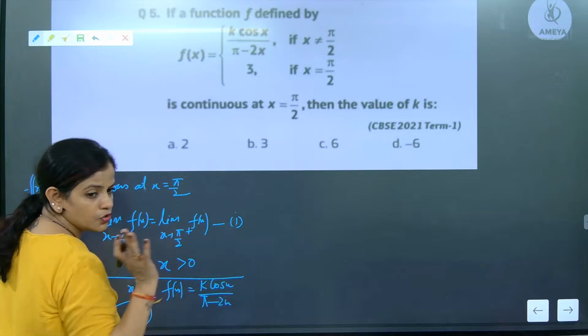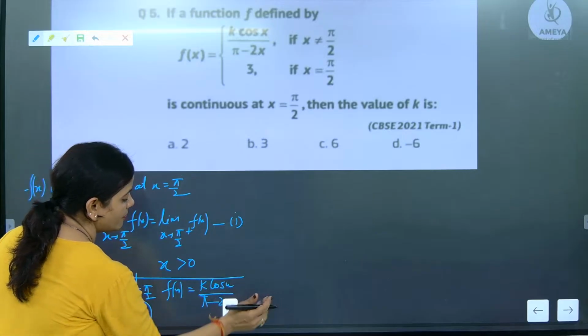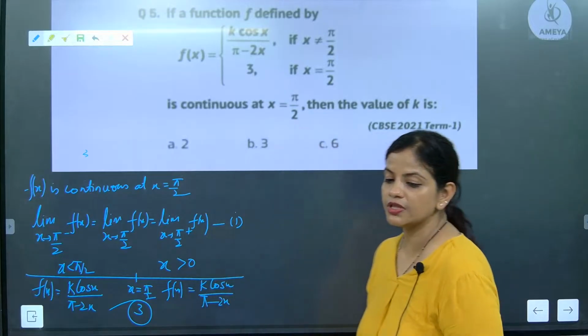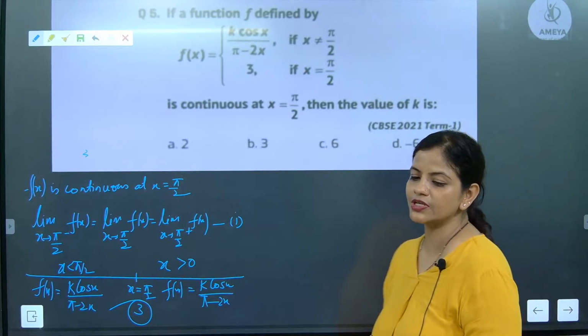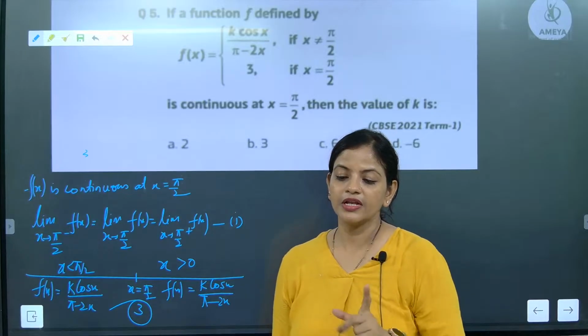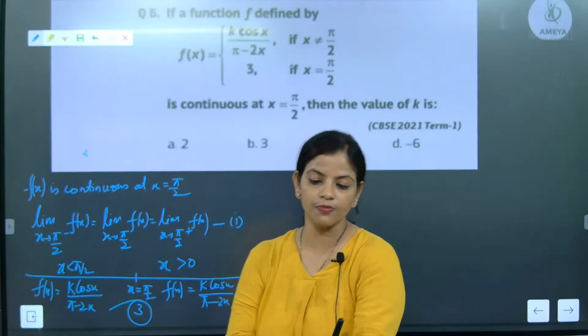See, though it is an MCQ question, I am solving the question here. Remember this one. Though it is an MCQ question, I am solving it so that in board examination, for an MCQ question you use the shortcut technique, take RHL, solve it. But if it is a 3 marks question, how to solve the question? That's the most important question.